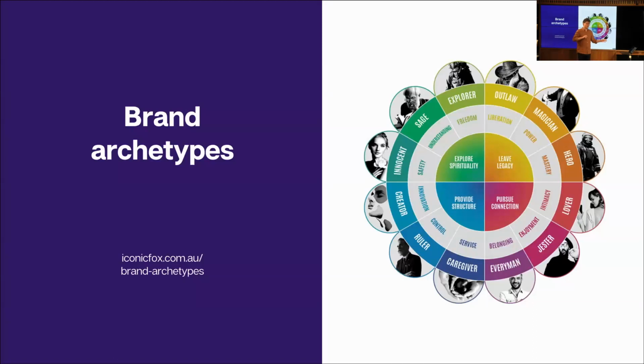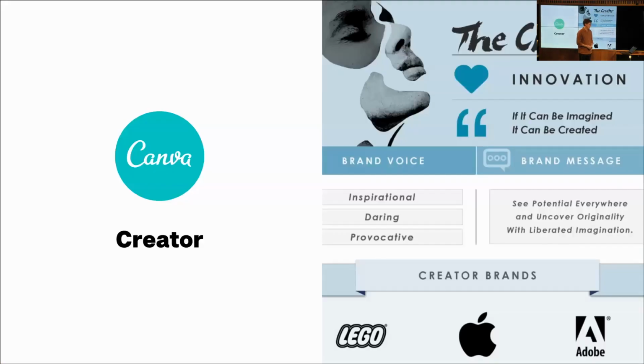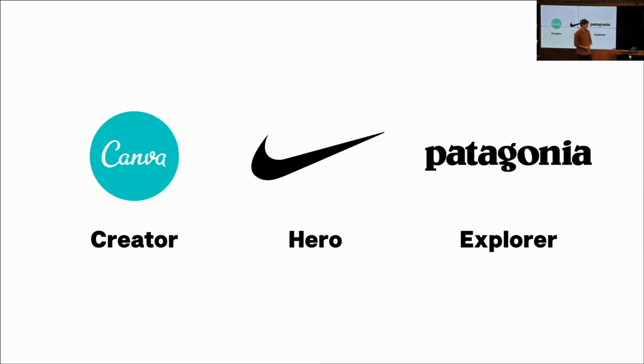And of course, brands can occupy multiple spaces on this archetype as well. It's not just one-size-fits-all. But just to give you an example, a good fit for us is the creator. We see potential everywhere and uncover originality with a liberated imagination. We share this archetype with companies like Lego, Apple, and Adobe. For some others here, Nike is a really good fit for the hero archetype, and of course, Patagonia, the explorer archetype. They're all about exploring the unknown.